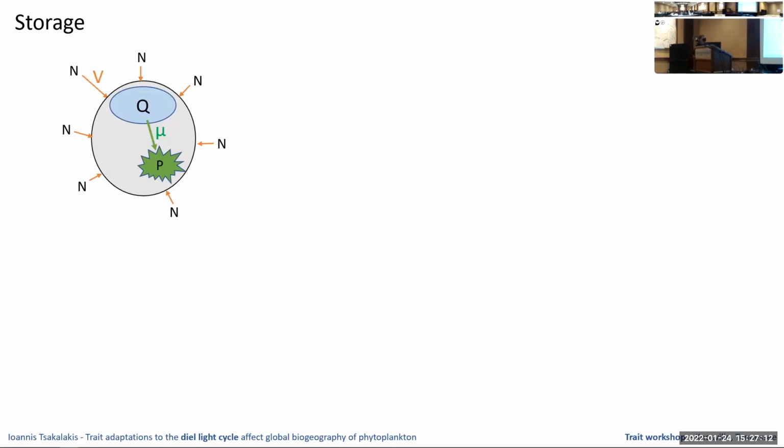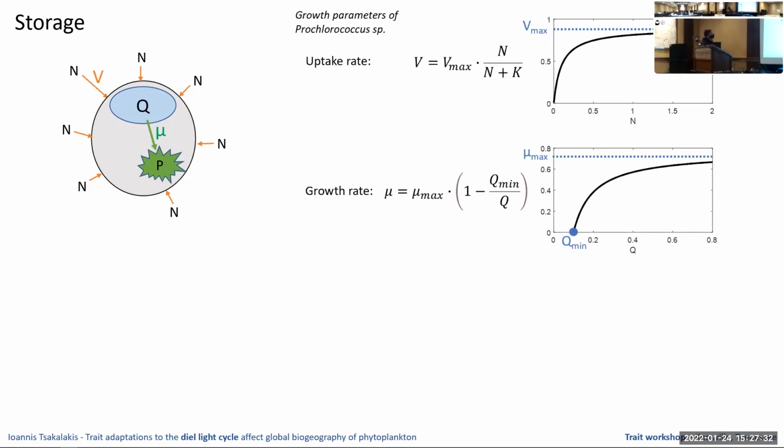So from the group point of view, a cell looks like this. There are some nutrients around, taken up inside the quota, the Q pool, and then from the Q pool, you make some biomass. And this is expressed with these two simple equations, where the cell approaches the maximum uptake rate at high nutrient concentrations. Also, it cannot grow when the quota is less than Q min, but approaches the mu max when Q approaches infinity in this case.